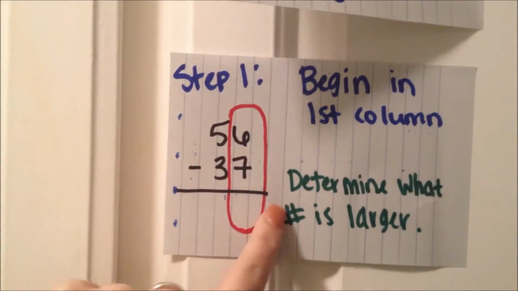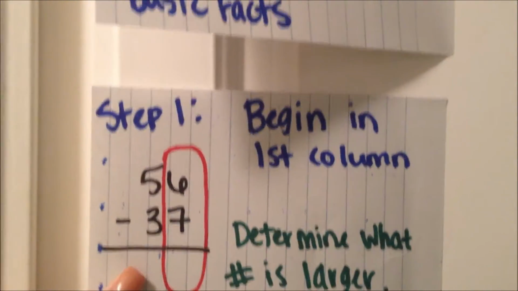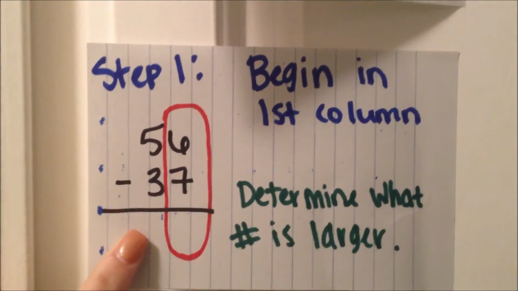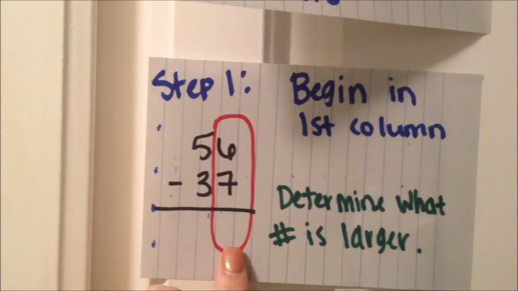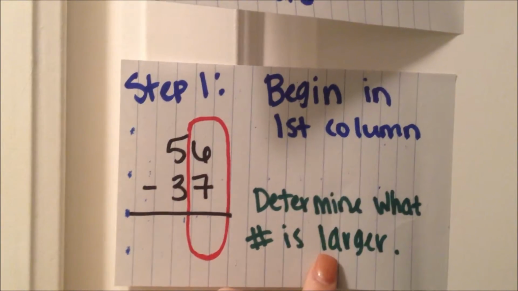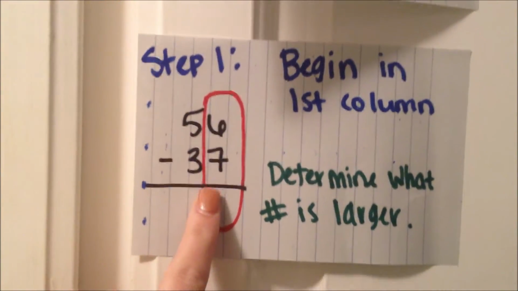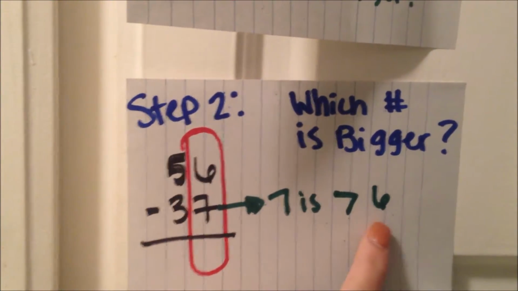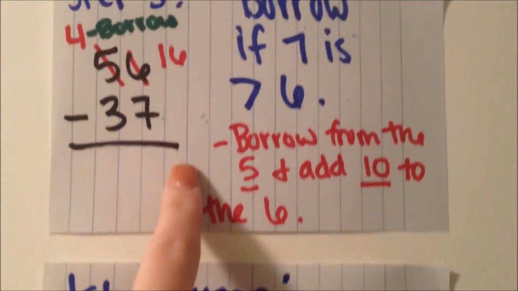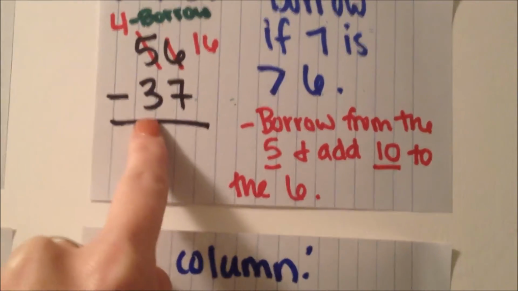Step 1, this is my example problem, 56 minus 37. The first step is begin in the first column. So you will look at the first column and decide which number is the bigger number, the top number or the bottom number. In this case, 7 is greater than 6. So therefore, you have to borrow from your tens column.